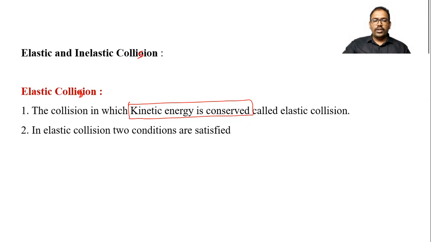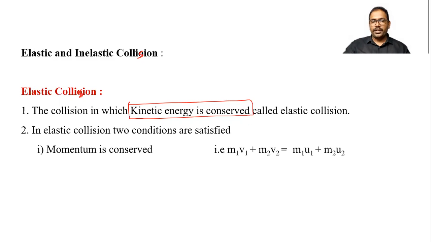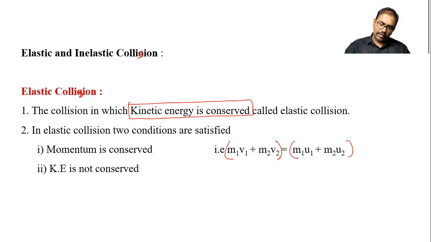In elastic collision, two conditions are satisfied. First one, momentum is conserved. Momentum after collision and before collision must both be the same. Then the second one is kinetic energy is conserved. The word "not" here is a printing mistake. So kinetic energy is conserved.